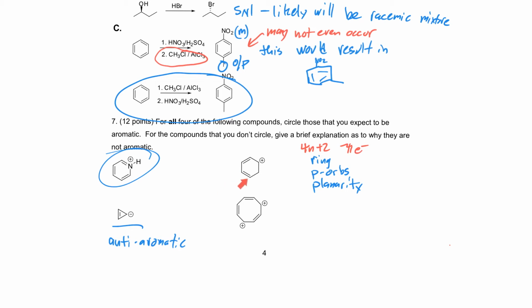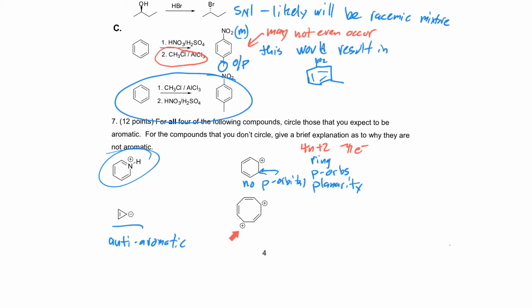Here's a cation. Looks like it's cyclohexadiene plus the cation. The problem here is that this carbon is a CH2, which means it does not have a p orbital, so no p orbital. That makes it not just non-aromatic. It's not bad. It's not anti-aromatic like this is, because it has a ring with p orbitals all around it. It's just not aromatic. So this is not aromatic. It's totally fine molecule, just not aromatic.